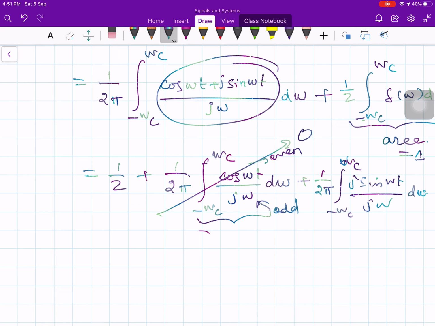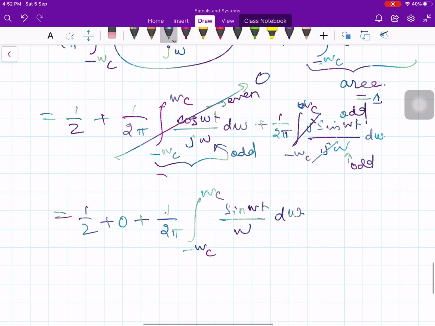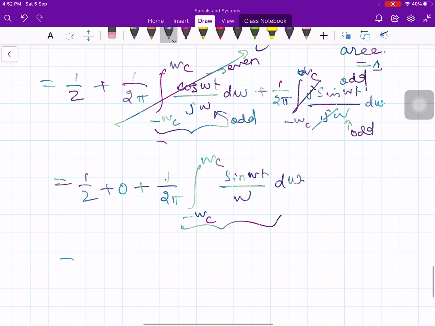So 1 by 2 pi plus 0, plus this j and that j will get cancelled, 1 over 2 pi. Again sine is an odd function, the denominator is also an odd function, odd by odd becomes even. So the integral from minus omega c to plus omega c of sine omega t by omega d omega. Whenever you have an even function you can change the limit, so 2 times, plus 1 over 2 pi times 2 times the integral from 0 to omega c of sine omega t by omega d omega. This we already calculated.